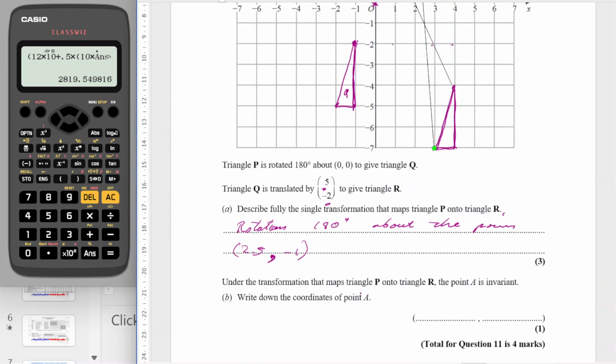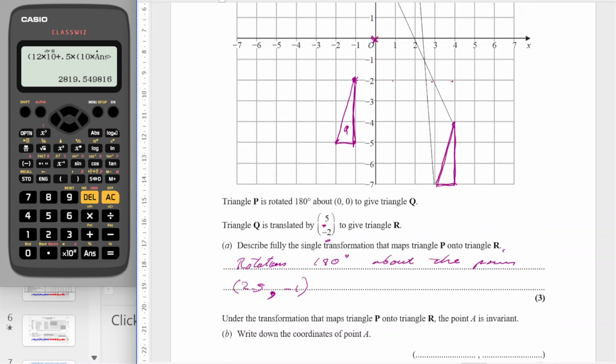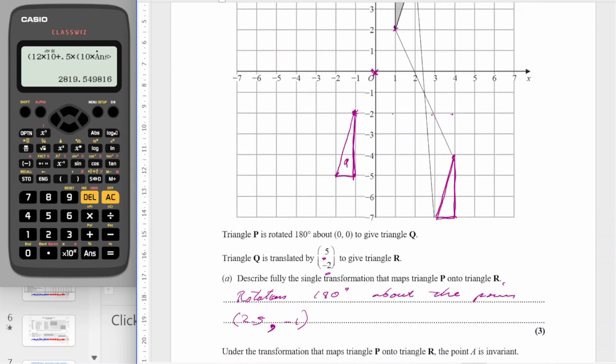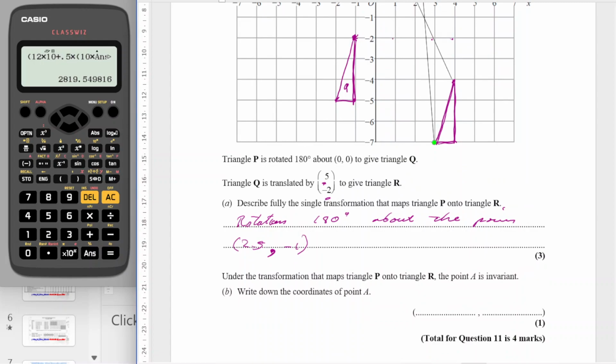Under the transformation that maps P onto triangle R, the point A is invariant. Let me just look at that. Under the transformation that maps P to Q, the point A is invariant. Write down the coordinates of A. The only invariant point under a rotation is the point of rotation, so that's got to be (2.5, -1). That would be the only invariant point for a rotation.